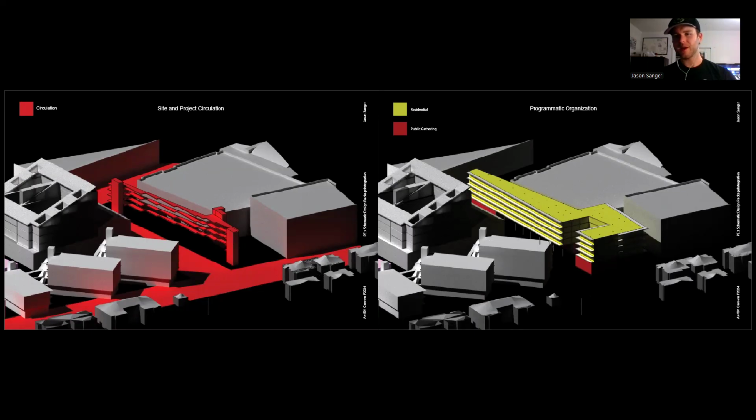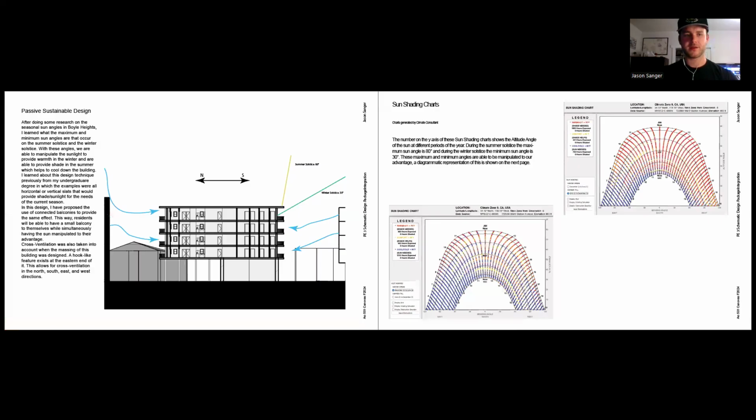Then here on the right, we have a programmatic organization diagram. In yellow is the residential areas of the building, and in red on that first floor is the public gathering areas. So here on the left, we have a diagram showing some passive sustainable design.